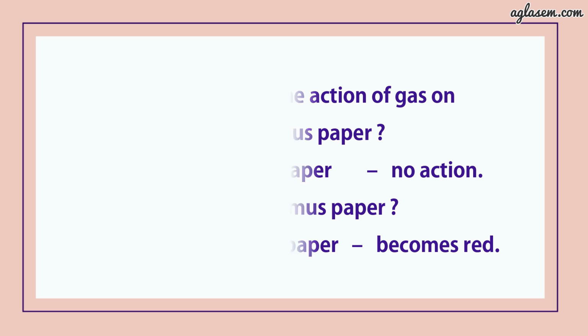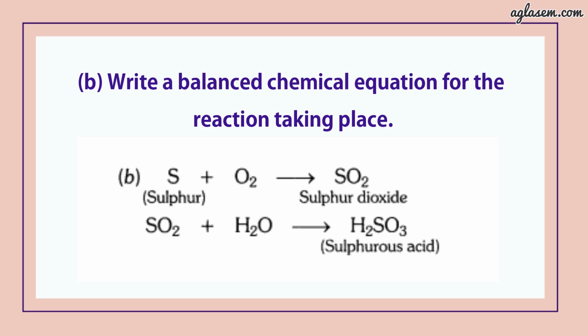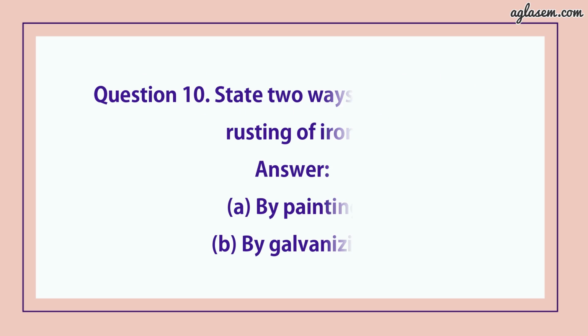For the second part, it says, write a balanced chemical equation for the reaction that took place. The answer is S plus O2 will give you SO2. Then, SO2 plus H2O will give you H2SO3. Now question number 10 says, state 2 ways to prevent the rusting of iron.